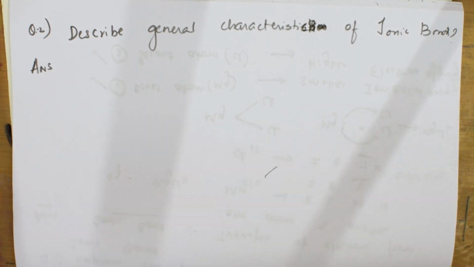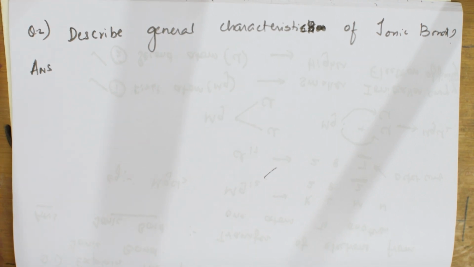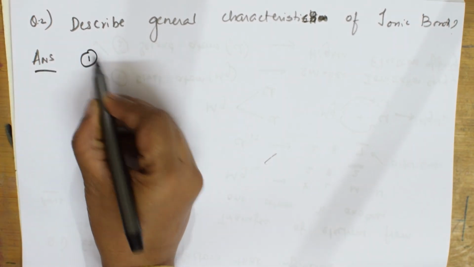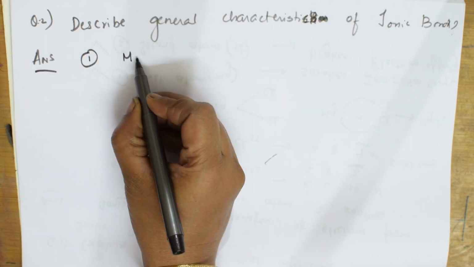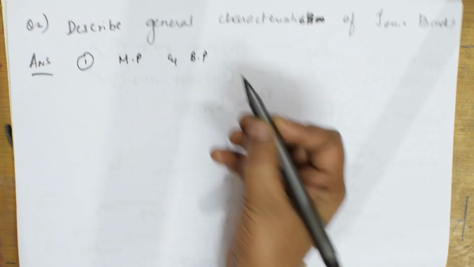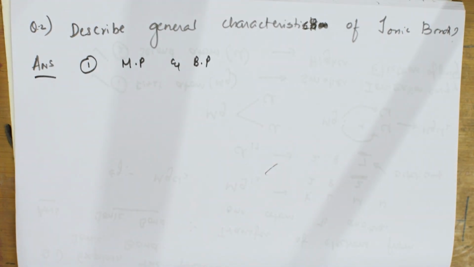Now we have known the factors for formation of ionic bond. Let's see what are the general characteristics of an ionic bond. Whenever an ionic bond has to form, as we know, it is transfer of electrons. Let's write one after the other. The general characteristics: the first factor is melting and boiling point. First let us write the factors, then come and discuss each one of them. First is melting and boiling point.